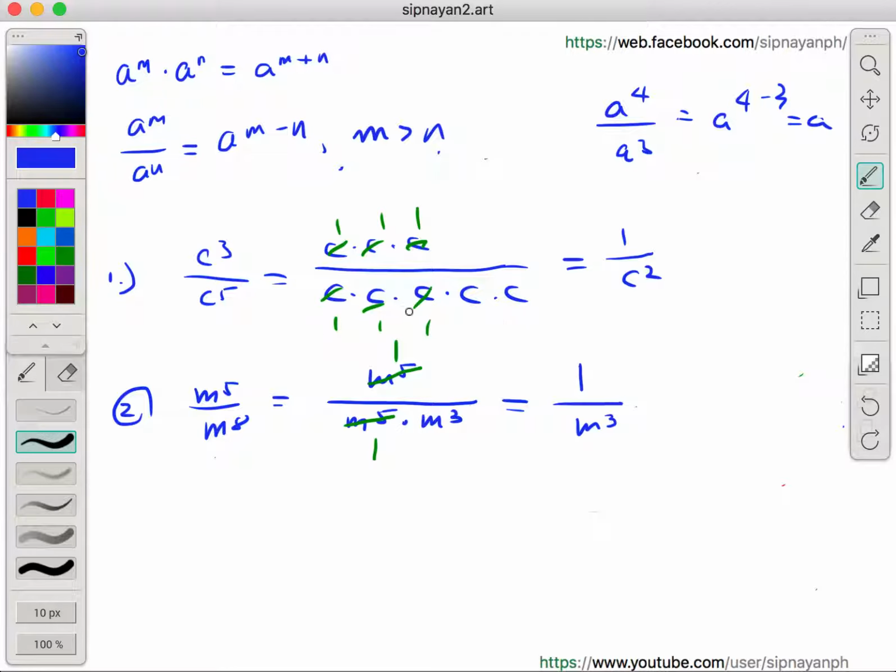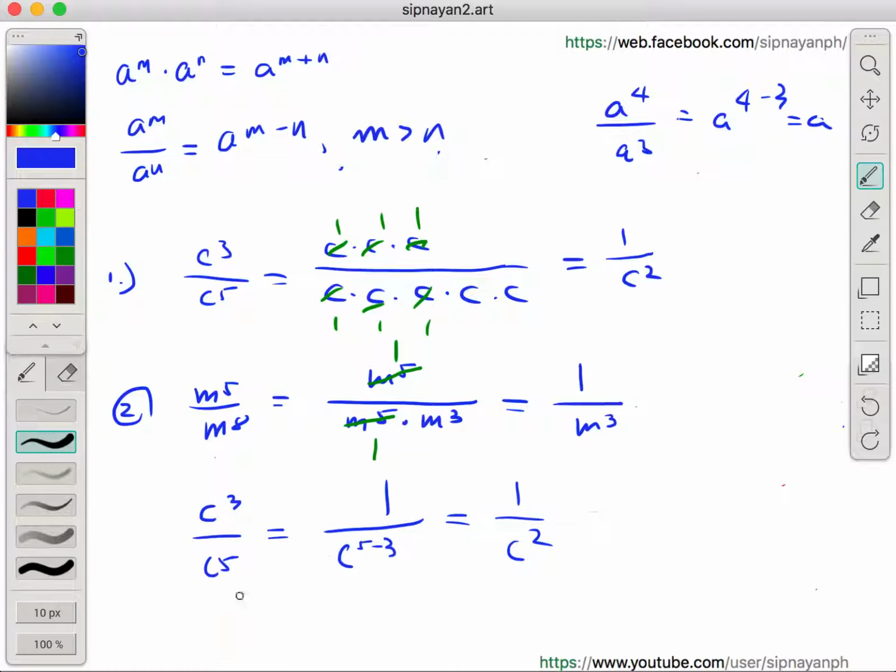Nagma-minus tayo, no? Pero saan tayo nagma-minus? Sa ibaba, no? Yung 5 c's dito, tinanggal natin yung 3 c's. So we subtracted 3 from 5. So actually, c cubed over c to the 5th can be written as 1 over c raised to the 5 minus 3, which is equal to 1 over c squared.